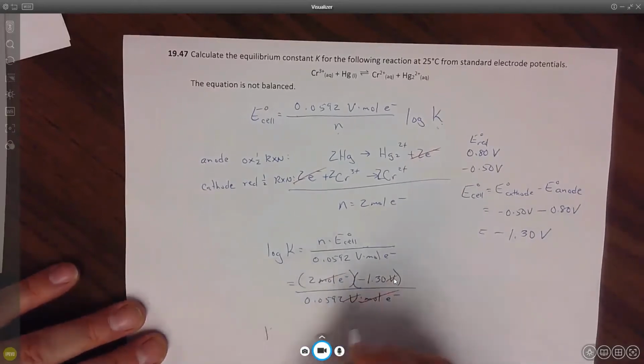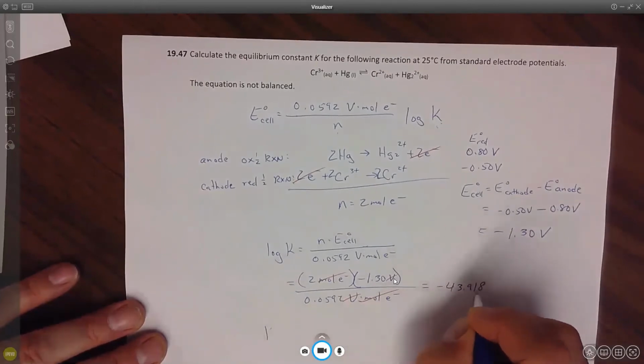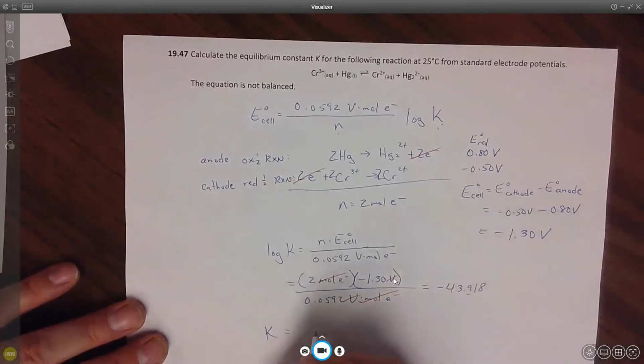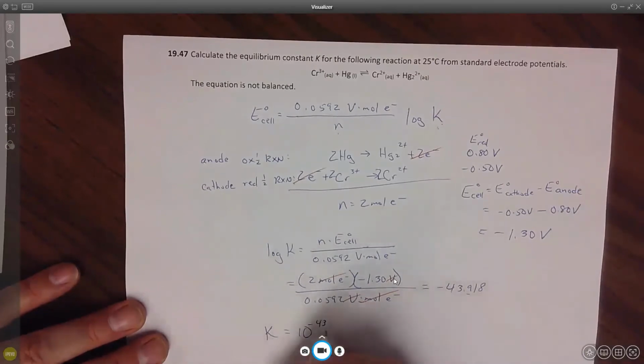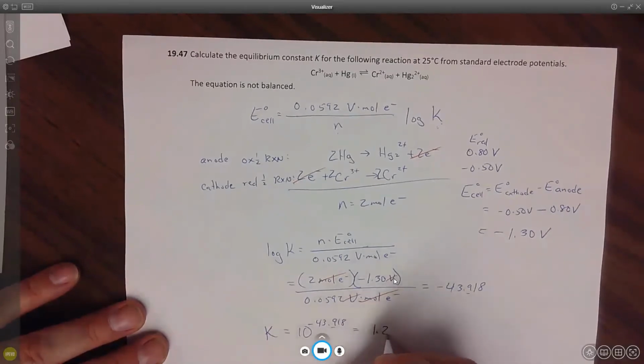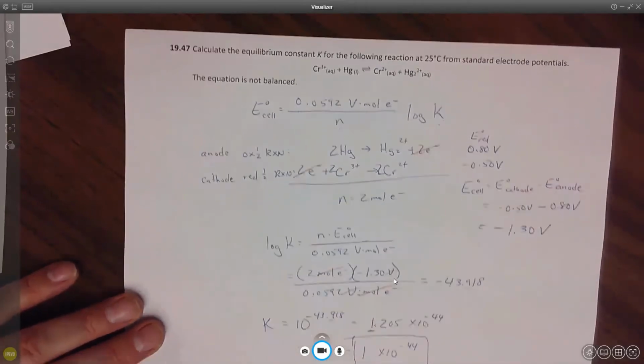So K, well, let me plug that into the calculator. This is negative 43.918. So now K is going to be equal to 10, since this is just the normal log, it's log base 10. So it'll be 10 raised to the negative 43.918. And that's going to give you 1.2 times 10 to the negative 44. Since this is 1 decimal place, this will be 1 sig fig. This will be 1 times 10 to the negative 44. So there is your equilibrium constant for this reaction.